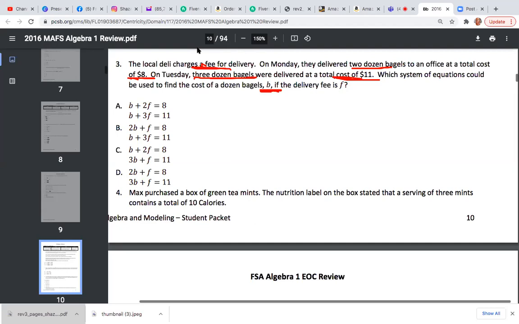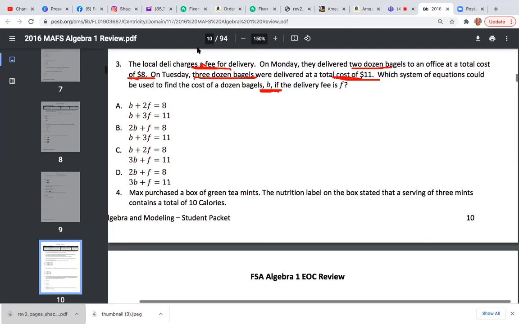Is it C? All right, Berreford says, is it C? Now, Berreford, remember the hint that I gave you? The fee, which is F, is always the same. Oh, all right. Okay, so which one is it?